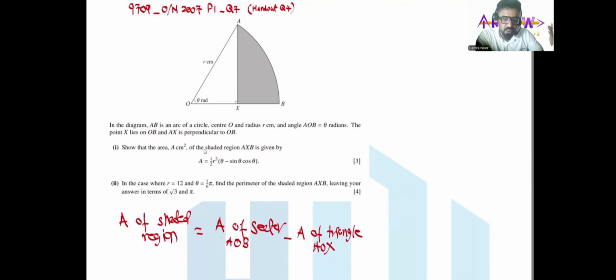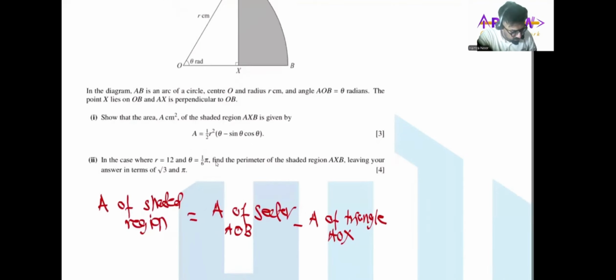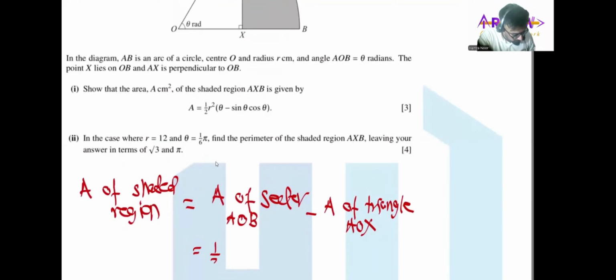All right. In order to find the area of the sector AOB, r is unknown, theta is unknown, and we need to give our answer in terms of r and theta. So this will be simply half r squared theta. Here we have the formula for the area of the sector, half r squared theta.